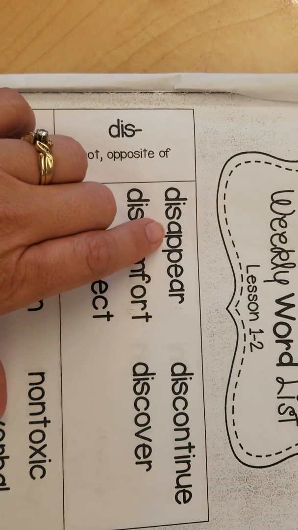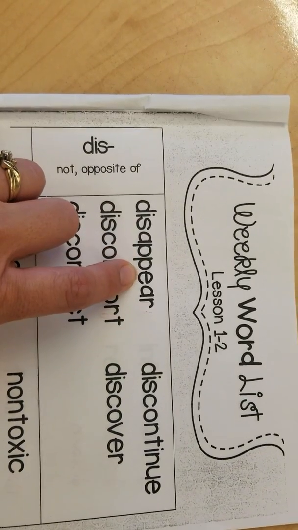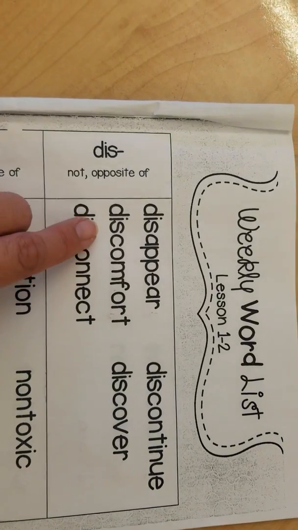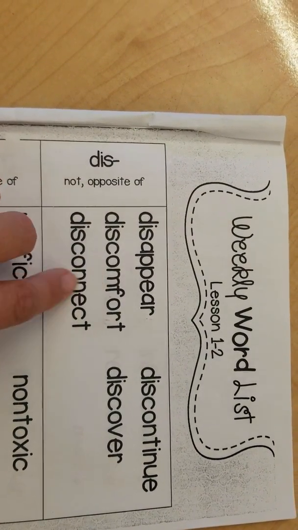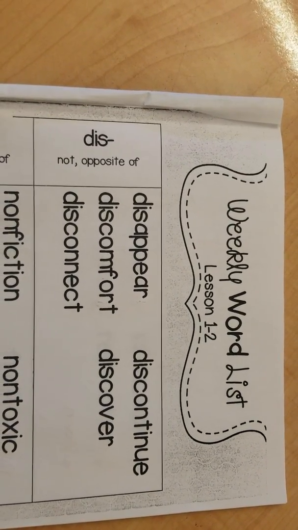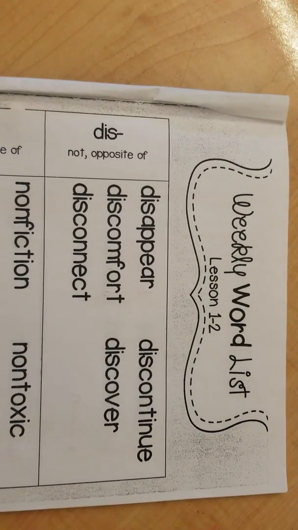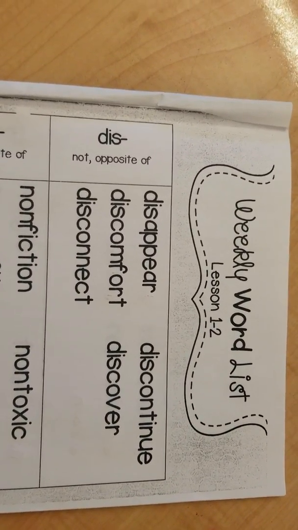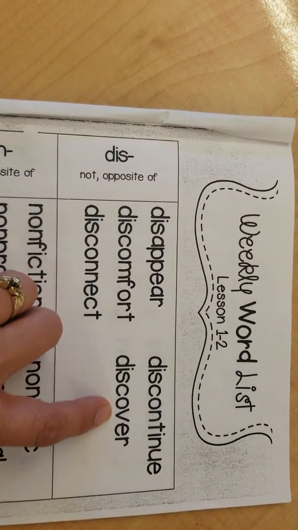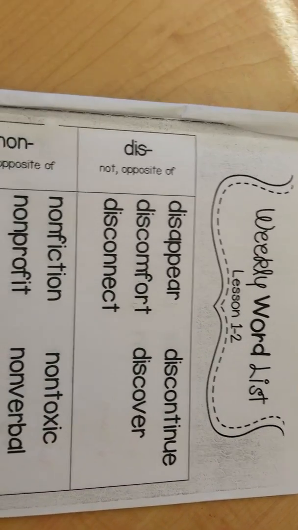So if you look right here, the base word is appear. Disappear means that it's the opposite. It will no longer appear. You can't see it. Discomfort, not comfortable, right? It's the opposite of it. Disconnect, if you have something plugged into the wall, I might say you need to disconnect it. It means have it not connect anymore. Discontinue, stop doing it. Discover means something used to be covered up. That's the base word. And now if I discover it, it's not covered anymore.